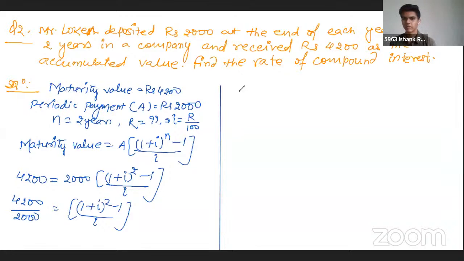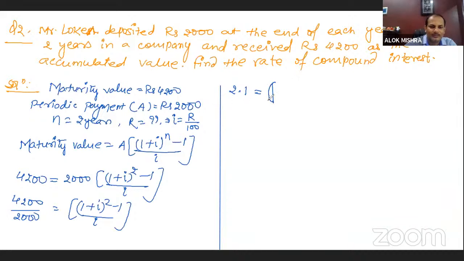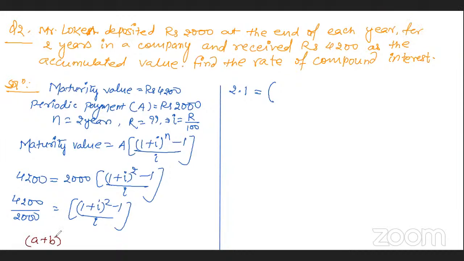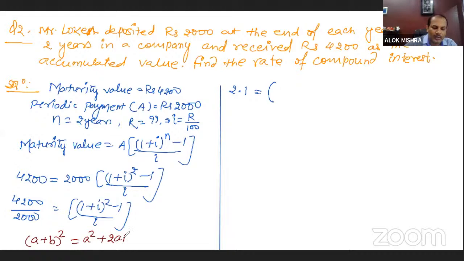So 2.1 is equal to, now I'm talking about the numerator part. It's a plus b the whole square. That is the formula I'll have to use, because it's 1 plus I the whole square. So what is the formula of a plus b the whole square? A square plus 2ab plus b square. Great. This is the same concept I'm going to use in this question as well.